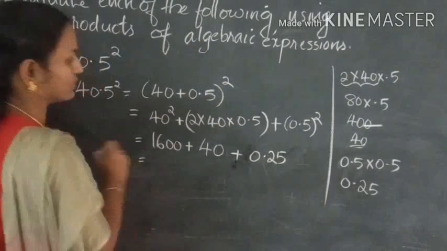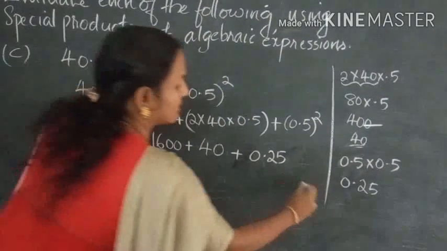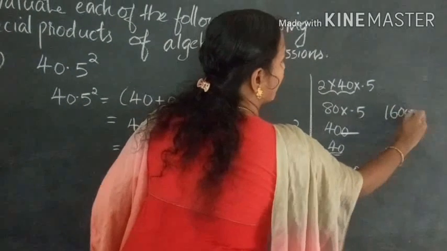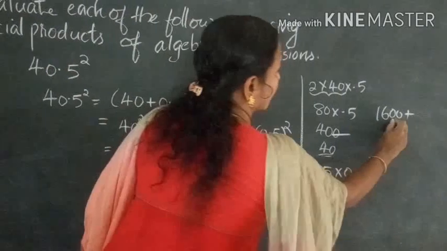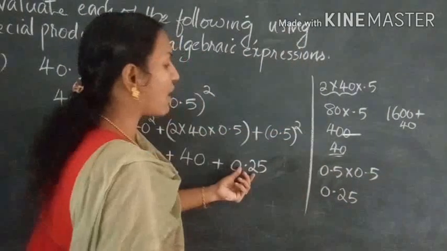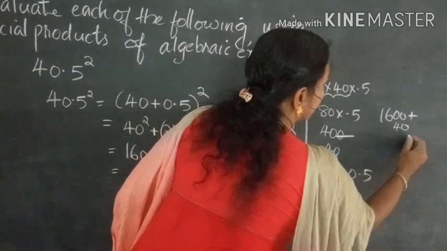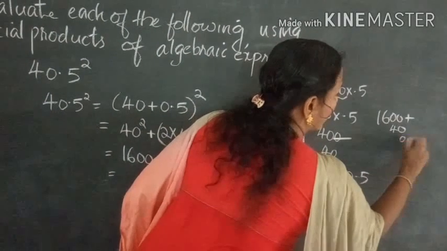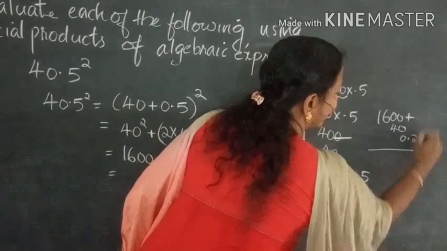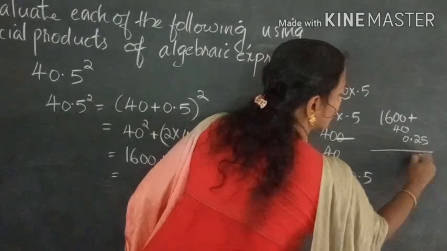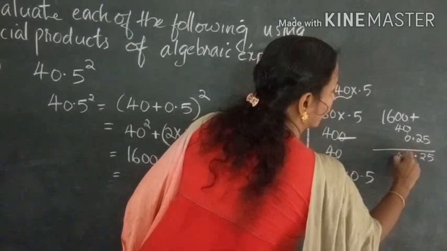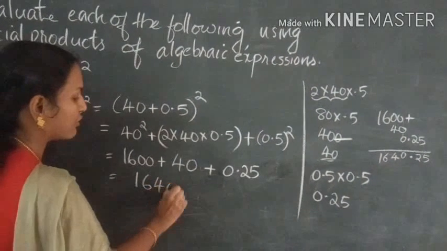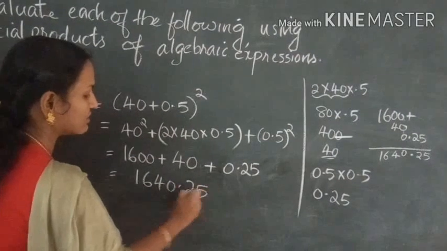Adding these: 1600 plus 40 plus 0.25. Adding, the answer is 1640.25.